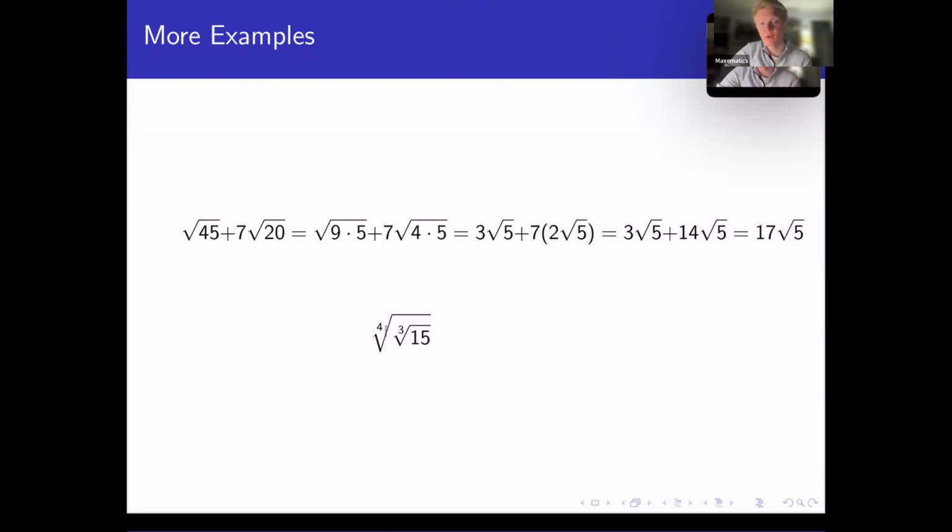One more. Fourth root of cube root of 15. That's that one very specific, very fancy, weird-looking rule that says if we have a root of a root, we just multiply those roots. 4 times 3 is 12. So 12th root of 15, nothing we can do there. I just wanted to demonstrate how that one rule would work.